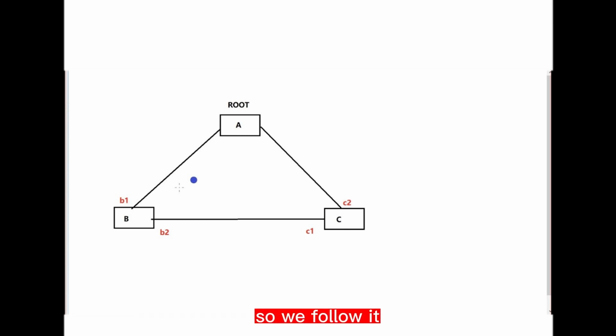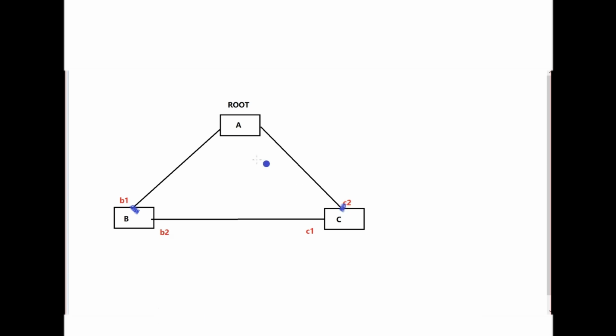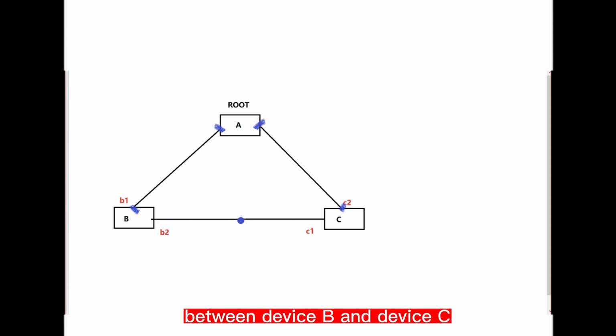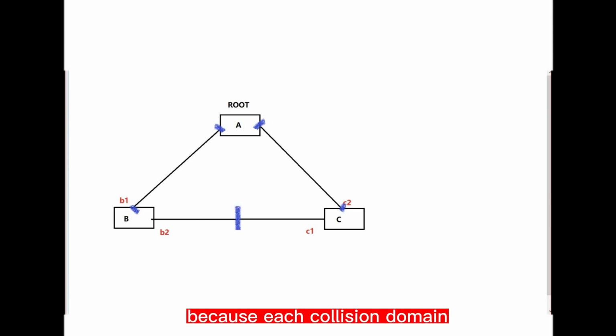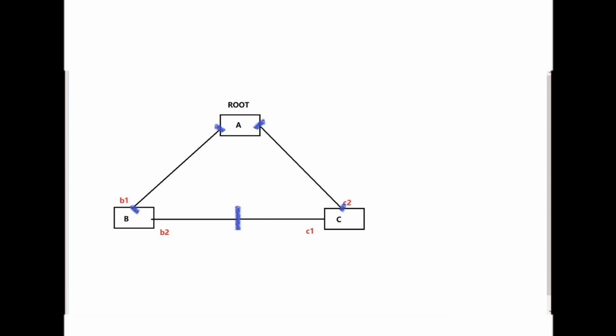So we follow it. We have now elected the two interfaces. These are the two root ports. These two ports are designated ports. We are now going to elect a designated port on the link between device B and device C, because on each collision domain there can only be one designated port. So there can only be one of them. So how do they compare?